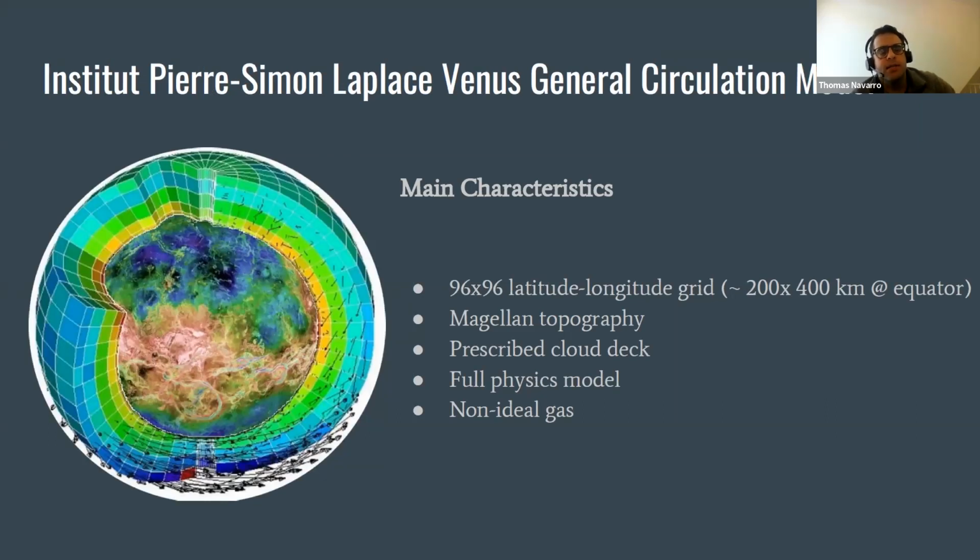We used a state-of-the-art Venus GCM, the Institut Pierre-Simon Laplace GCM that many talks after mine will talk about. And the important fact about this GCM is that it takes into account the topography from Magellan at a 96 by 96 latitude-longitude grid. That gives us roughly a grid size of a few hundred kilometers at the equator. And that's enough to resolve the atmospheric dynamics for the large-scale circulation. So next slide, please.